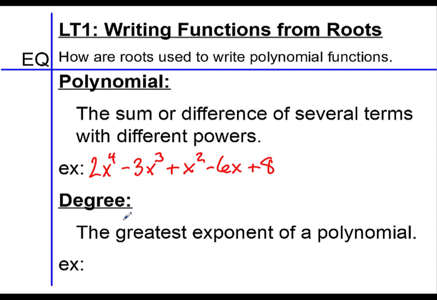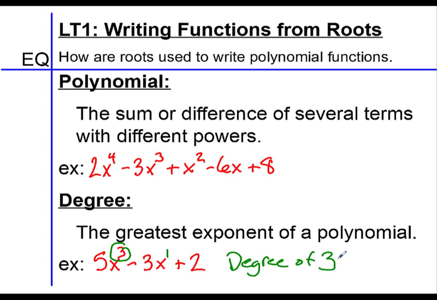All polynomials have degrees. This is the greatest exponent of a polynomial. So if I had a polynomial such as 5x cubed minus 3x plus 2, the largest exponent I see is the 3. Remember, there are other exponents such as the 1, but the largest exponent I see is the 3, so the degree of this polynomial is 3. We call that a degree of 3.